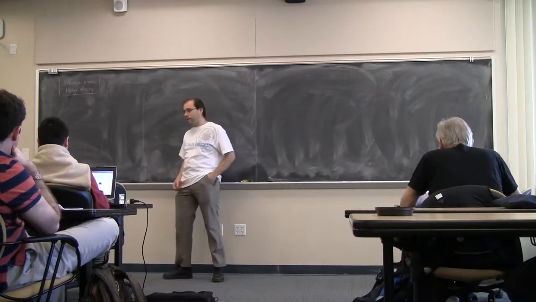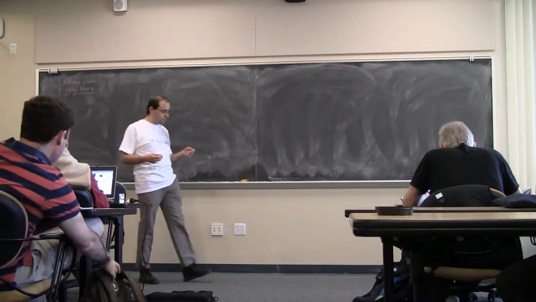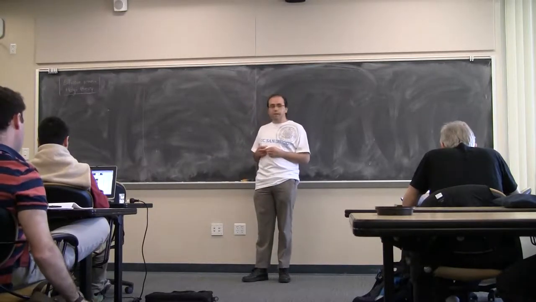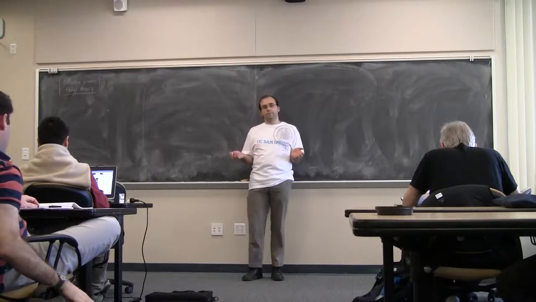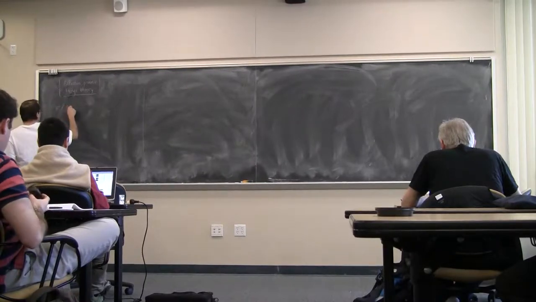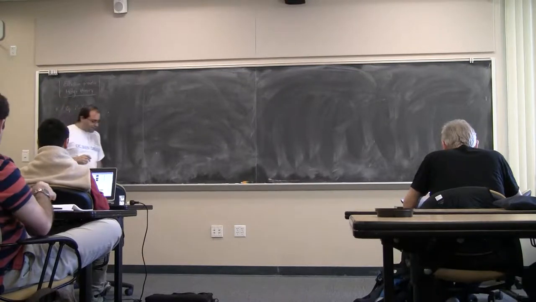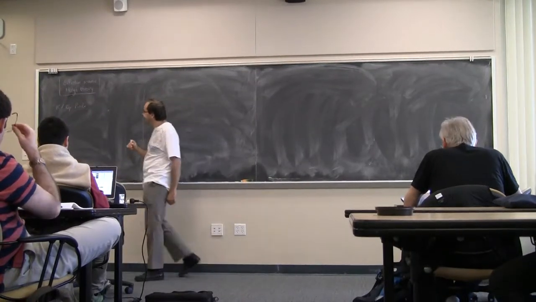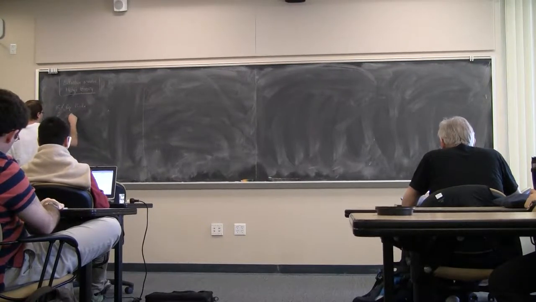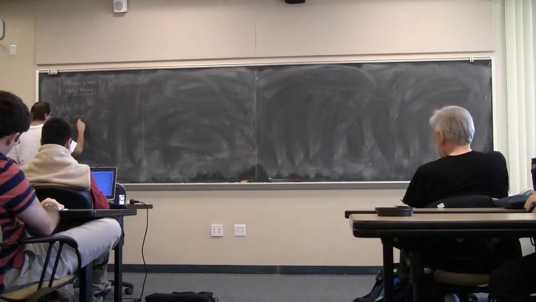So let me first explain what my goal is. Roughly speaking, the idea is to provide tools to compute with p-Adic Galois representations of a finite extension of QP. So let's start with K, a finite extension of QP, where p is a prime number. And let K bar be an algebraic closure, and GK is the Galois group of K bar over K.